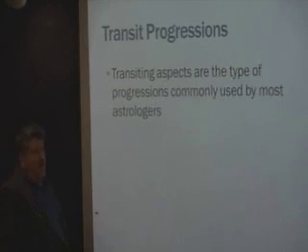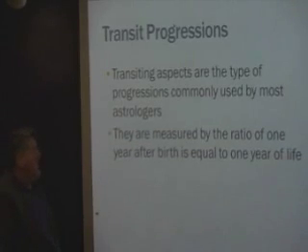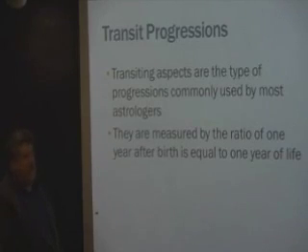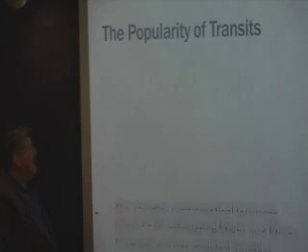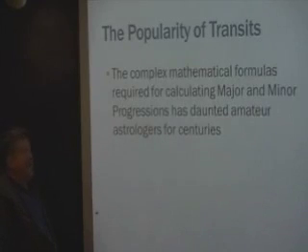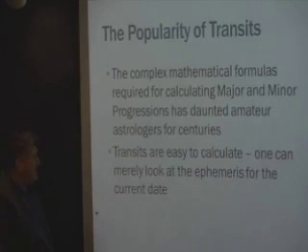The third of the progressions that are used are called transit progressions. And basically, they are what are most commonly used. Every year after birth is equal to 1 year of life. Every day after birth is equal to 1 day of life. And they don't require any complex mathematical formulas. You get an ephemeris, you track the planets for the day, and you follow them.